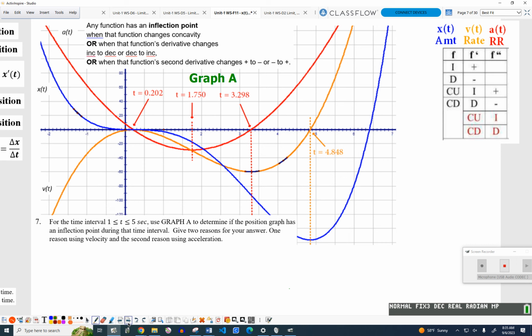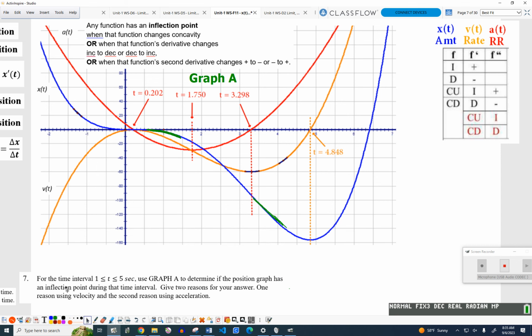Okay. So look at position here. Just say it out loud, please. Would you say the position graph is concave up or concave down at that moment? Just say down or up. Down. How about right here? Yeah, it's up right there.